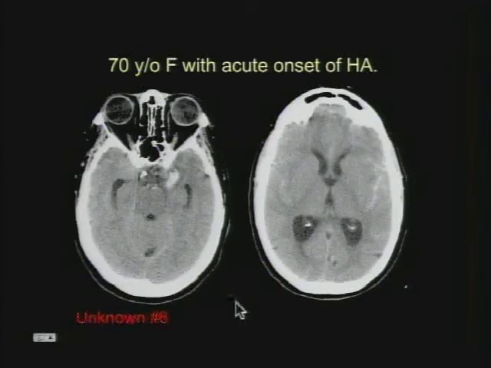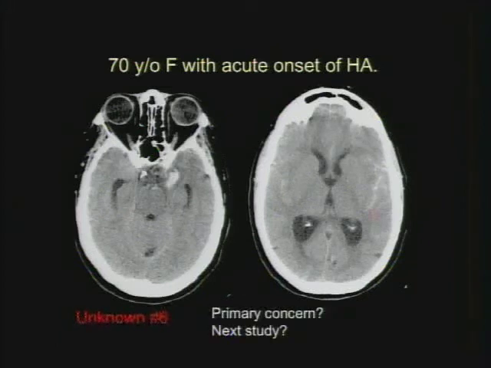So the next case is a 7-year-old female with acute onset of headache. So on the non-contrast CT, you see that the patient has a small intraparenchymal hematoma in the medial temporal lobe, but also subarachnoid hemorrhage in the left greater than right sylvian fissures and hydrocephalus. So in this case, especially when there's no history of trauma, you're thinking of aneurysm and you want to order a CTA. And here's the CTA in that patient.